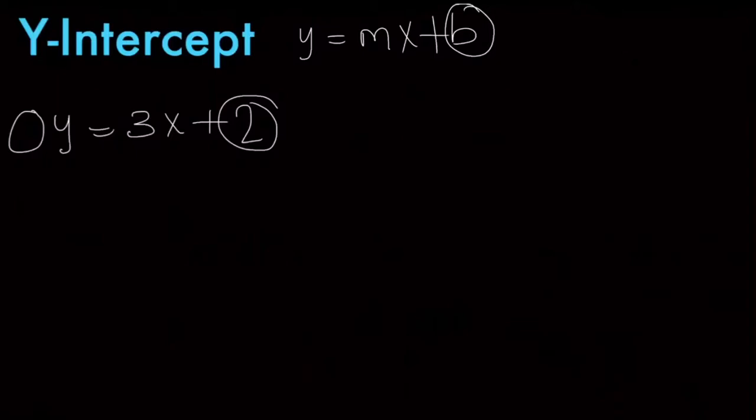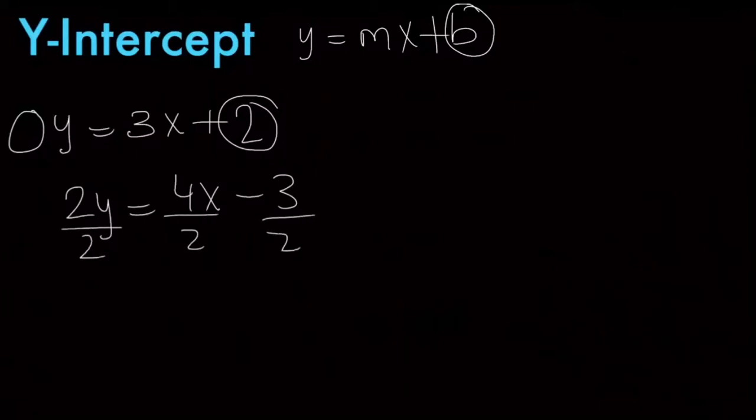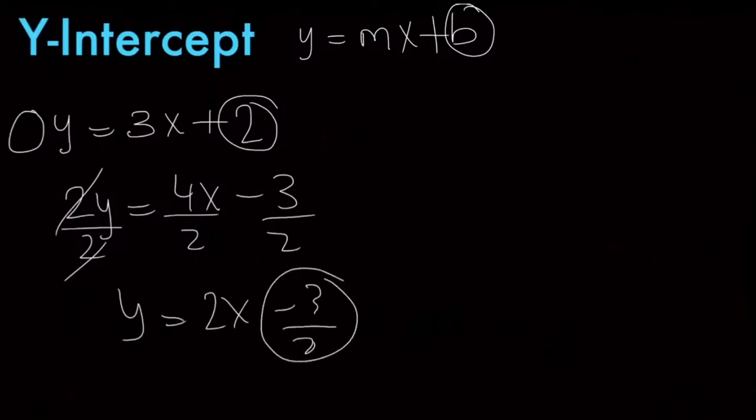Well, let's say we had 2y equals 4x minus 3. You may say, okay, -3 is the y-intercept. However, that's not true because there is a number by y. First, we have to simplify by dividing by 2. y equals 2x minus 3 over 2. -3 over 2 is the y-intercept. Now, this is easy to find from equations.